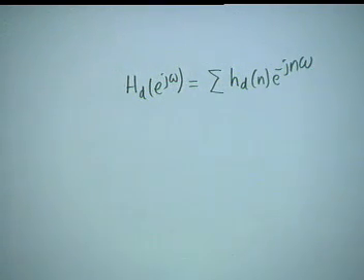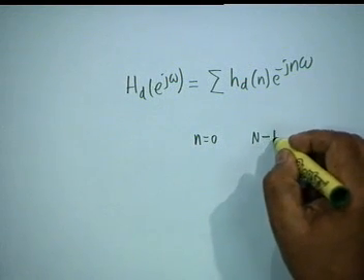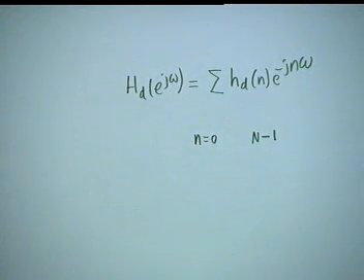You don't have to do it. All that you have to do in practice is to find h_d of n, which means you are doing a Fourier series expansion, but you have to truncate this from n equal to 0 to n equal to N minus 1, so that the length is capital N. Capital N is first to be estimated by an empirical formula, then you go up to capital N and accept that as your filter.